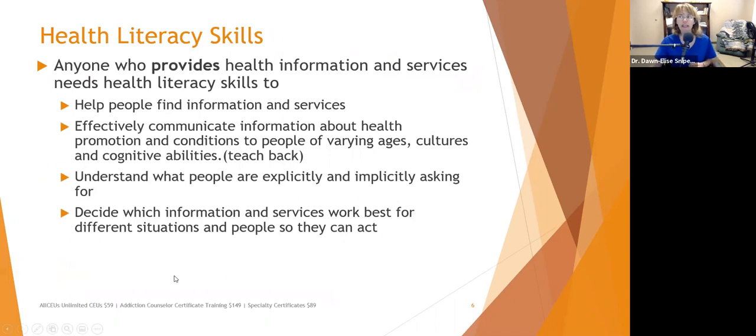Anyone who provides health information and services needs health literacy skills to help people find information and services that they can use. If I tell my clients, just go to PubMed and you can search within PubMed and find all kinds of articles on various treatments of depression. Well, that's where I go, because that information is useful and meaningful to me. That information is very often not very useful or meaningful to the average person because it's all research studies. And if you don't know how to read a research study and interpret statistics and data, then a lot of it is going to be useless.